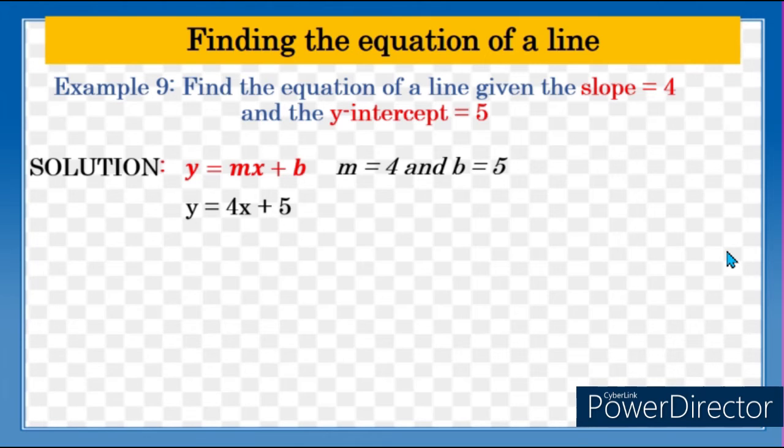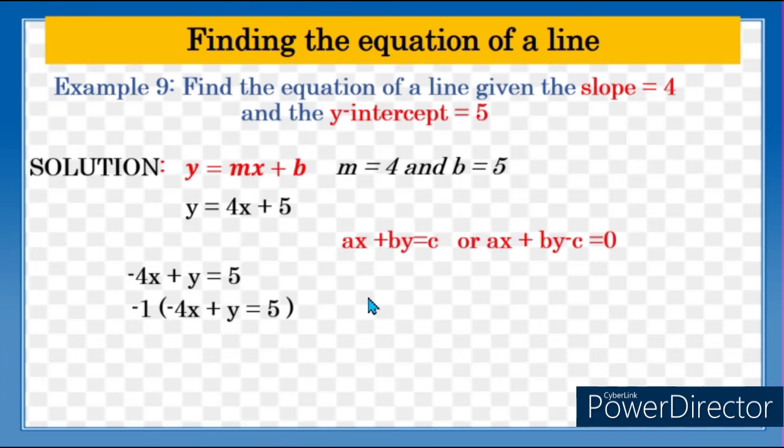Okay, so that is the equation of the line, but we need to convert it to standard form. So we have here, transpose po natin sa left side si 4x. So 4x magiging negative 4x. So we have negative 4x plus y is equal to 5. And then, I repeat, hindi po pwede na magkaroon ng negative sign si x. Okay? So we need to multiply both sides by negative 1.